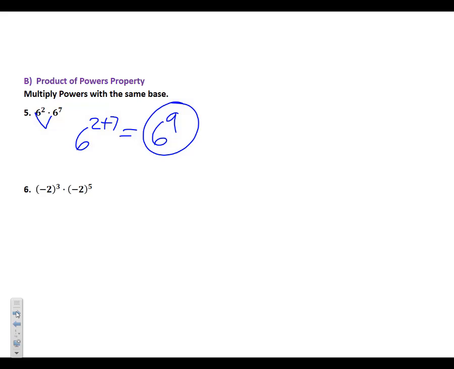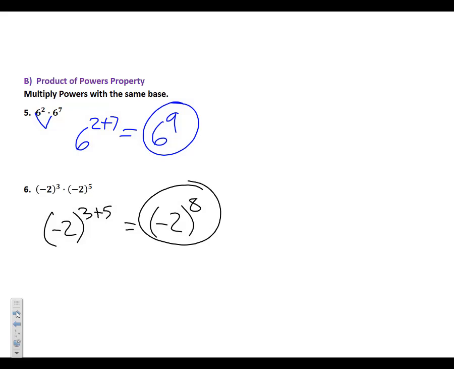In number 6, -2 to the 3rd times -2 to the 5th, so our base would be -2. And then we would have 3 plus 5, adding the exponents when you're multiplying a common base, so we would have -2 to the 8th. Pretty straightforward. Multiplying common bases, we add the exponents.